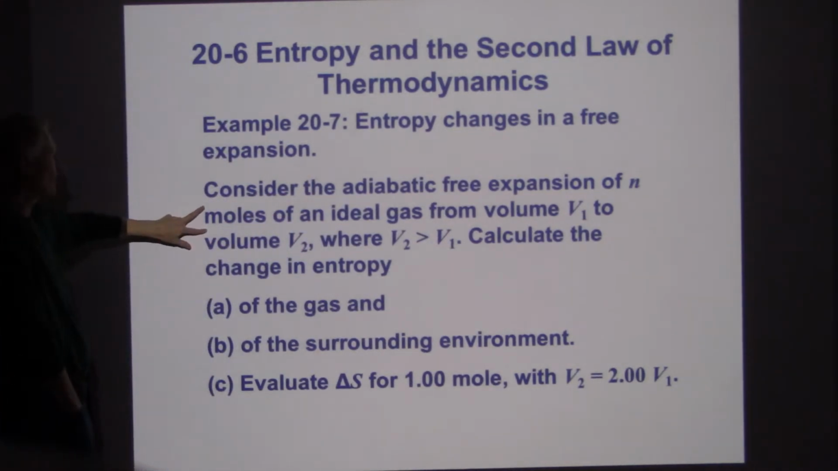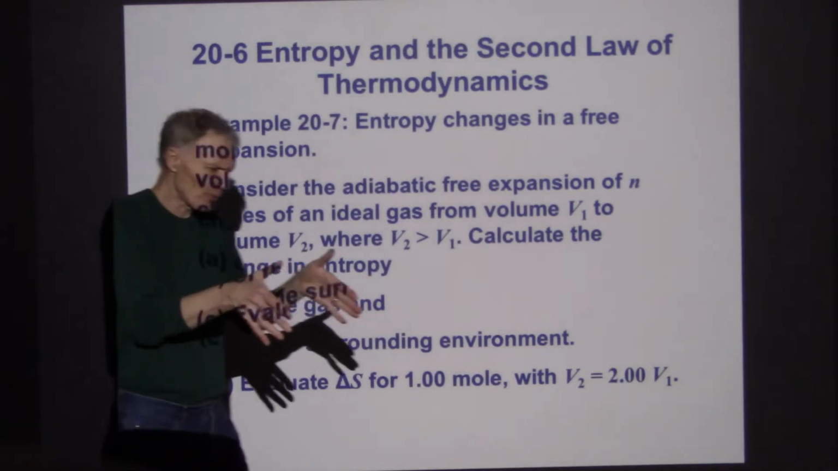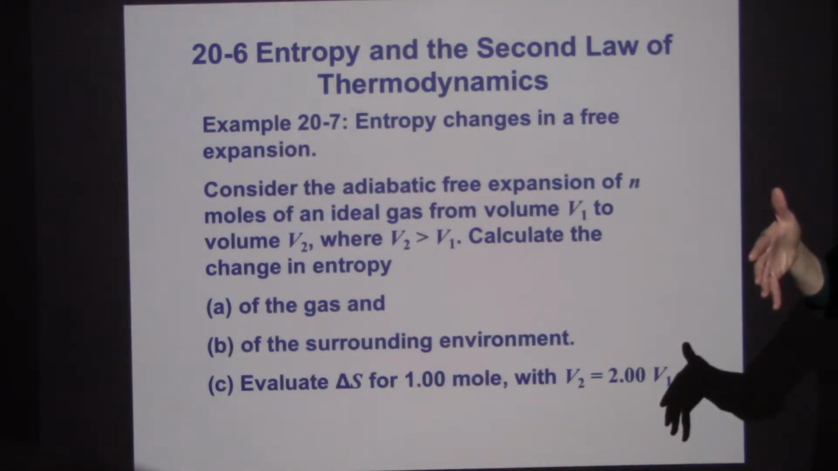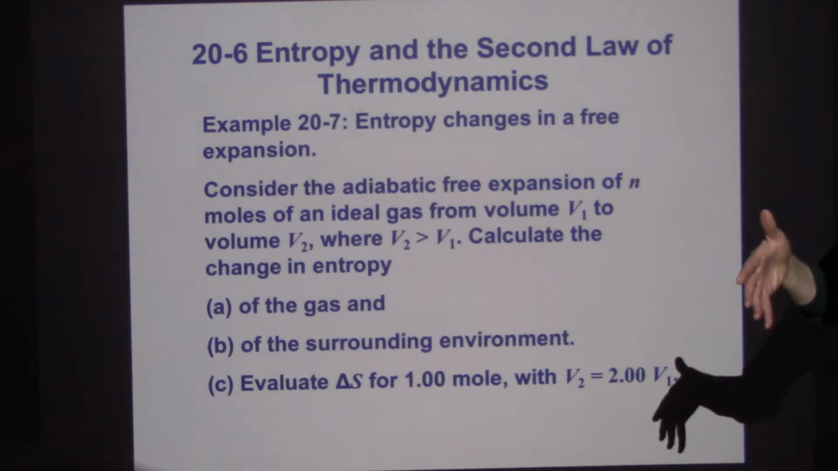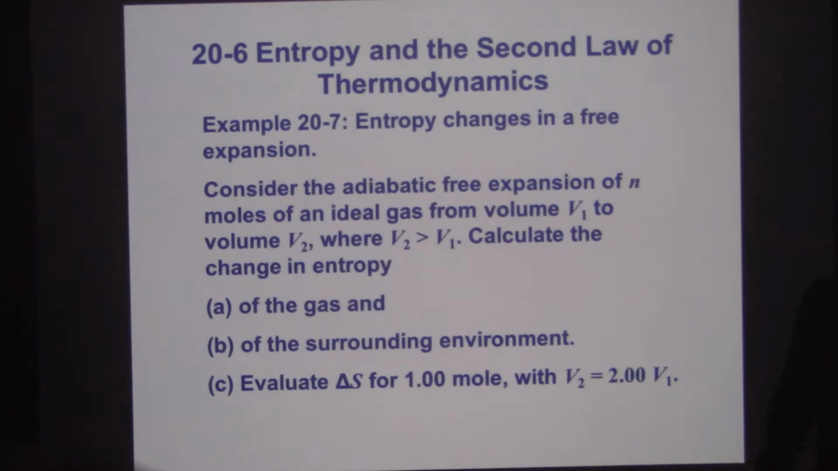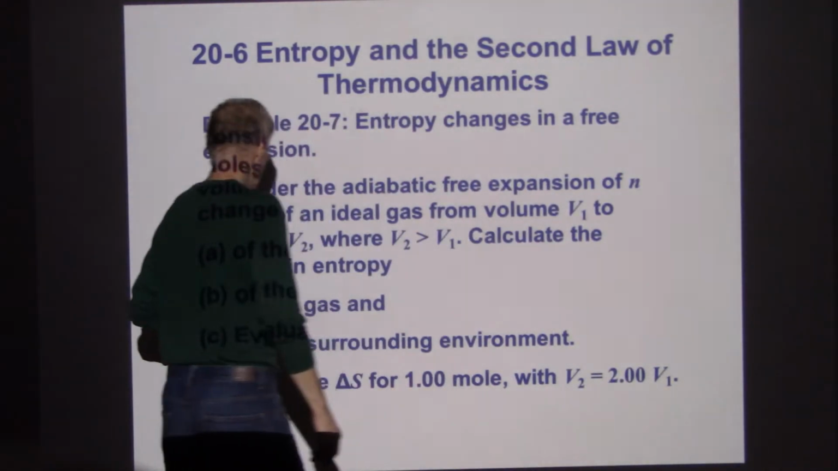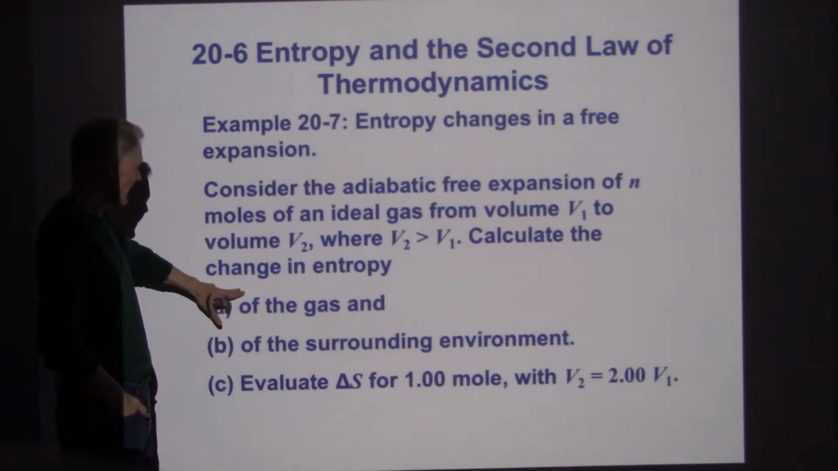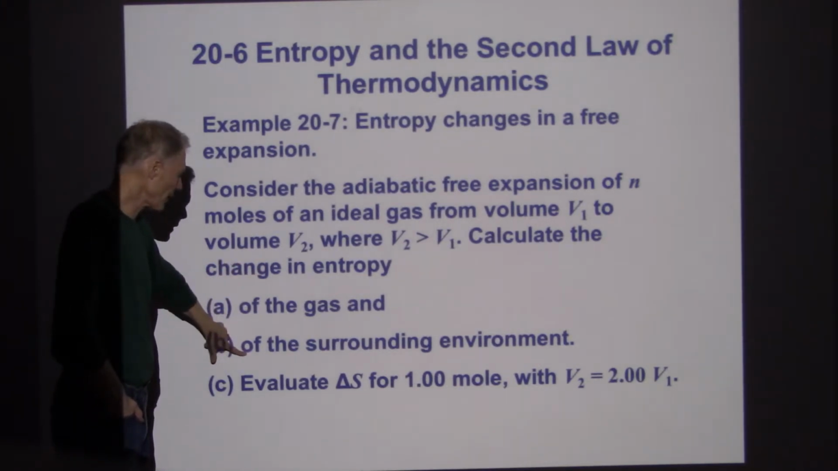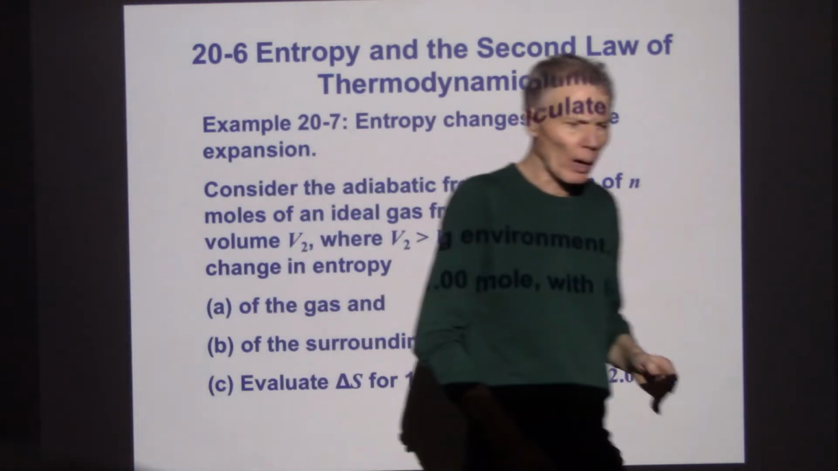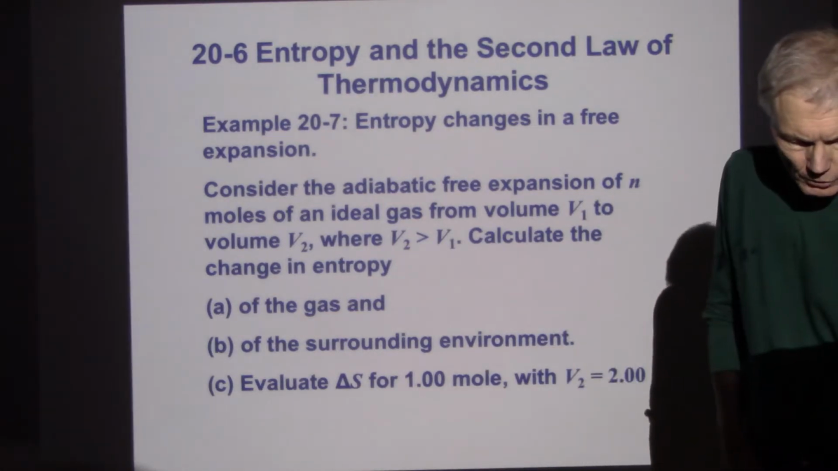But we're going to take some number of moles of an ideal gas, and we're going to, first of all, have the gas at a volume V1, and then we're going to allow the gas to switch over to a volume V2 without having to push anything out of the way. So that's what makes it a free expansion. Now what they want us to do is calculate the change in entropy of the gas, the surrounding environment, and then evaluate the change in entropy for a 1 mole sample. So let's do that.